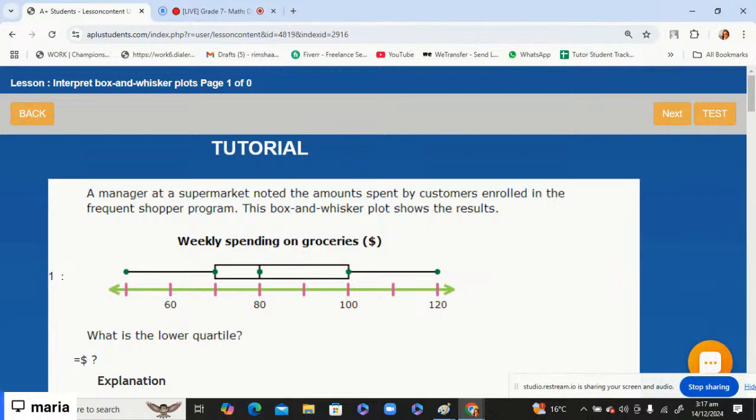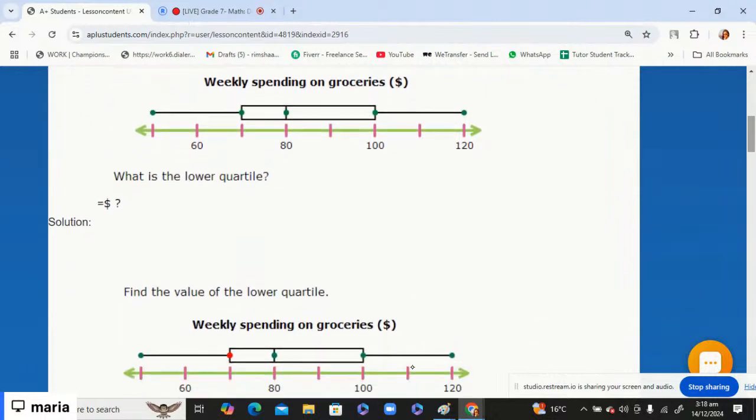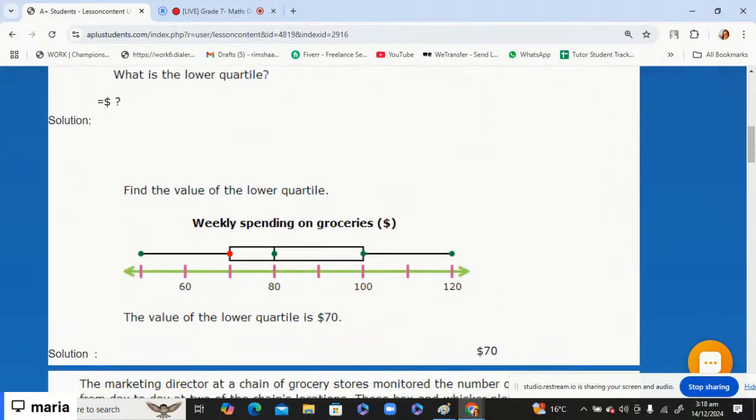So here a manager at the supermarket noted the amount spent by the customers enrolled in the frequent shopper program. This box and whisker plot shows the results. So weekly spending on the groceries. It's given on 60, 80, 110. It's in between these 3 points. So what is the lower quartile? Okay, we're just checking it out. This thing is given. So look at here. This is the point that is in the middle.